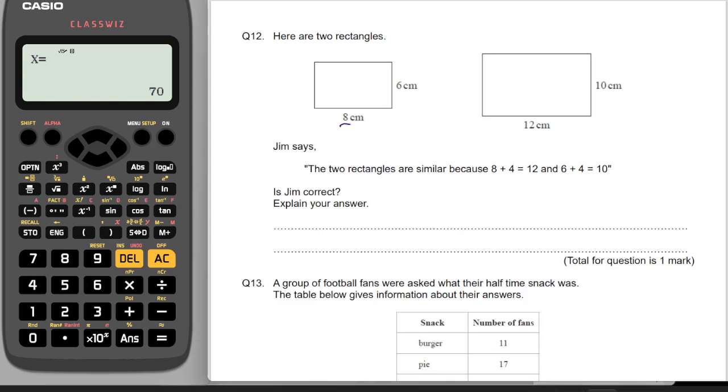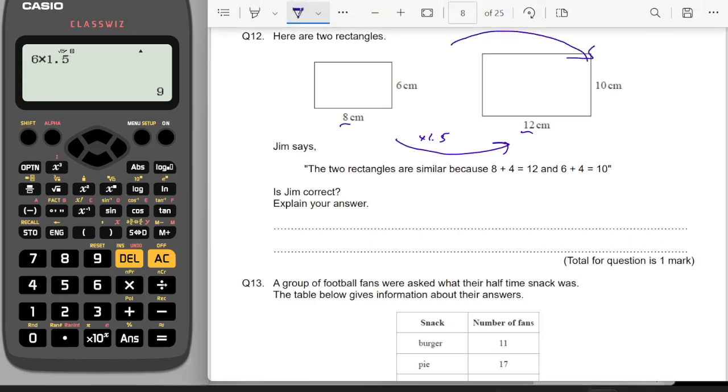For them to be similar, they need to have the same scale factor. So 12 divided by 8, no, I'm on the wrong mode. So 12 divided by 8, so the scale factor to get from this side to this side is times by 1.5. So 6 times by 1.5 is equal to 9. So that doesn't work. So is Jim correct? No.